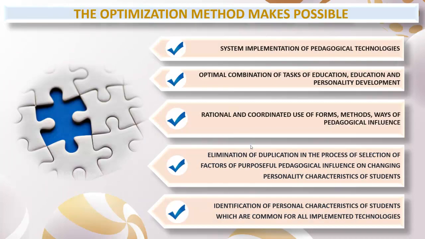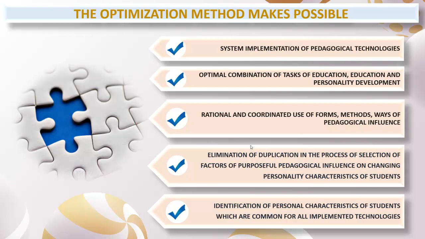The optimization method makes possible the 5 key points that we are going to outline. The first one is system implementation of pedagogical technologies. Next is optimal combination of tasks of education and personality development.